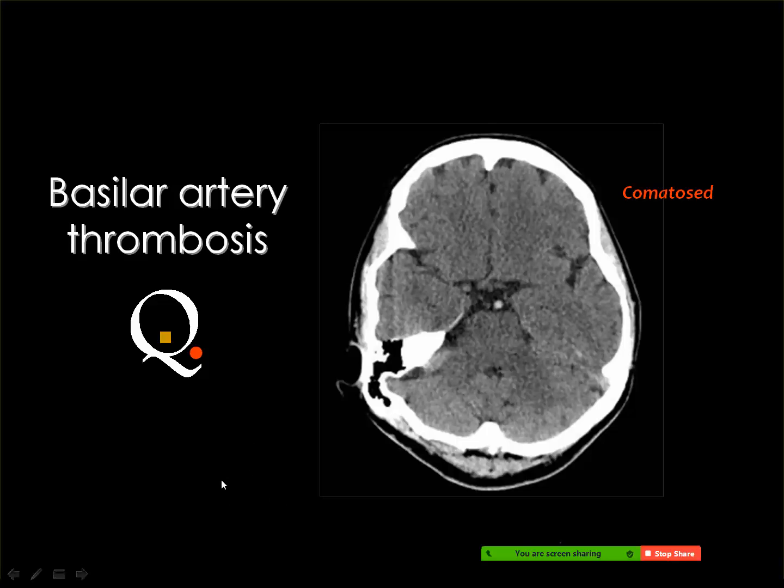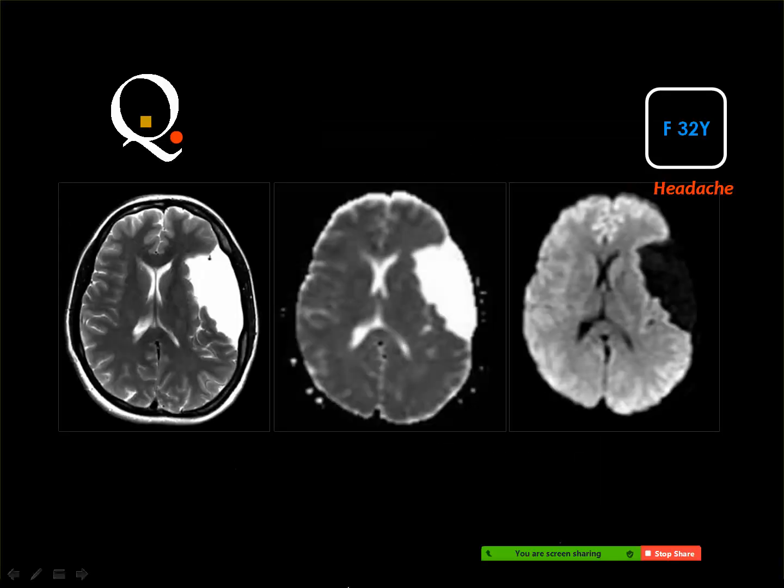Of course, the basilar artery thrombosis will present by major symptoms, and this is very important.